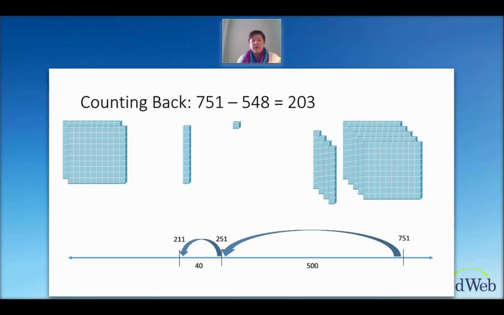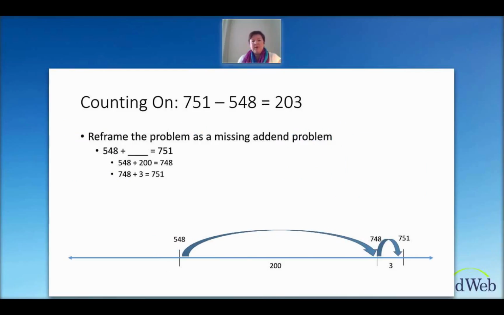I can do another jump of 40. And now I'm at 211. I've got to do some trading. I couldn't take 8 away, could I? But if instead of saying 110 and 1 I'm going to have 11 ones, now I can take 8 away, and I'm left with 203. Same idea, just working backwards instead of forwards. If I want to, I can also think about a missing add-in problem, because remember, addition and subtraction are related.